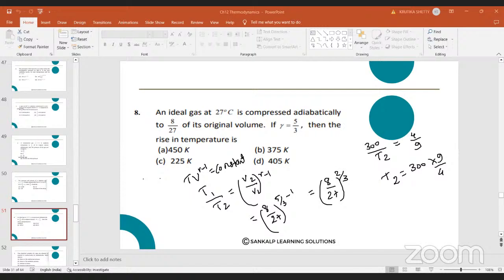Option B. Okay, yes. So here we are going to get it as 675 Kelvin. But the T2 value, we are going to make it as 675 minus 300. Therefore, the T2 temperature is how much? It is 375 Kelvin. Yes. So option B is correct here.